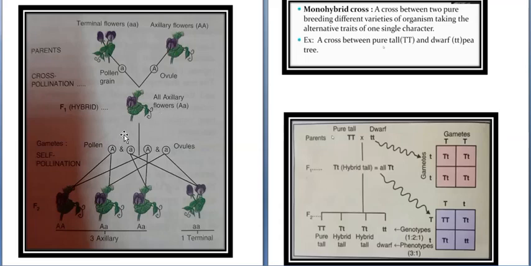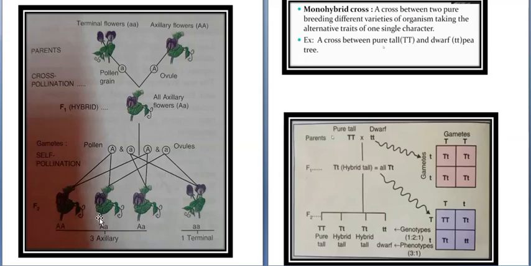Then 2 plants of the F1 generation, F1 standing for first filial generation, were taken and pollinated with each other. So there it was found that in the F2 generation, the second generation, they gave 1 homozygous axillary flower plant, 2 heterozygous axillary flower plants, and 1 homozygous terminal flower plant.